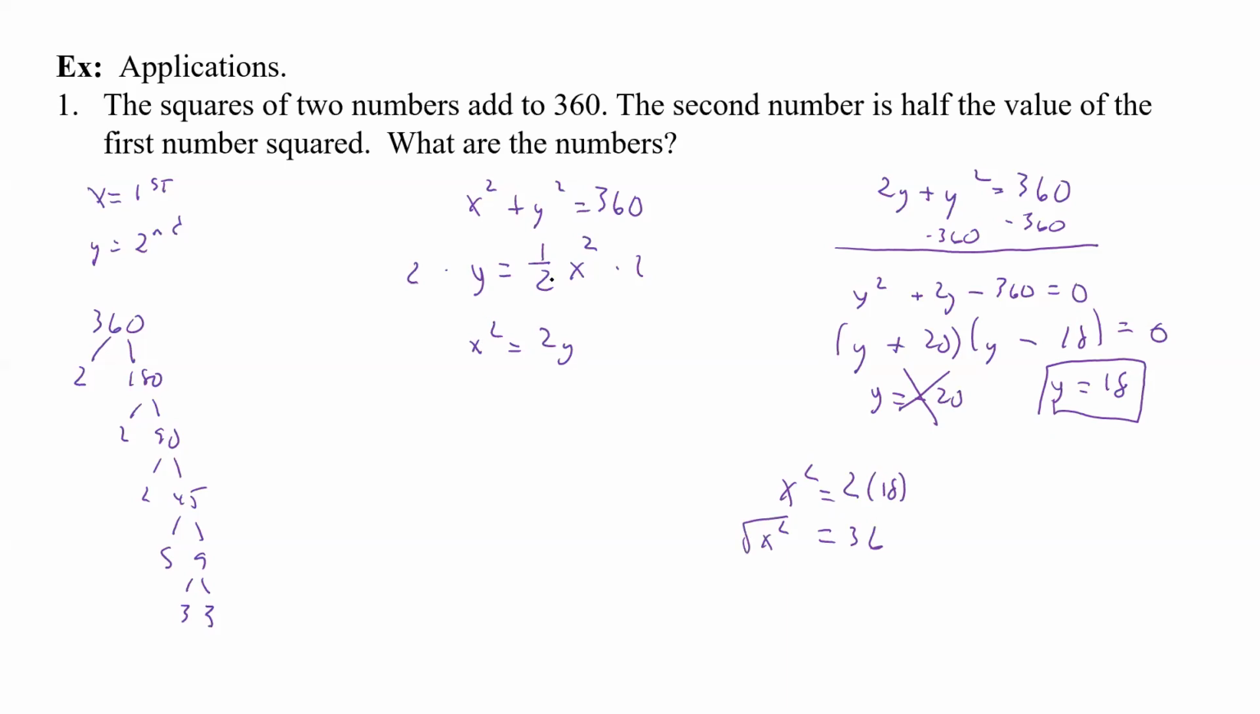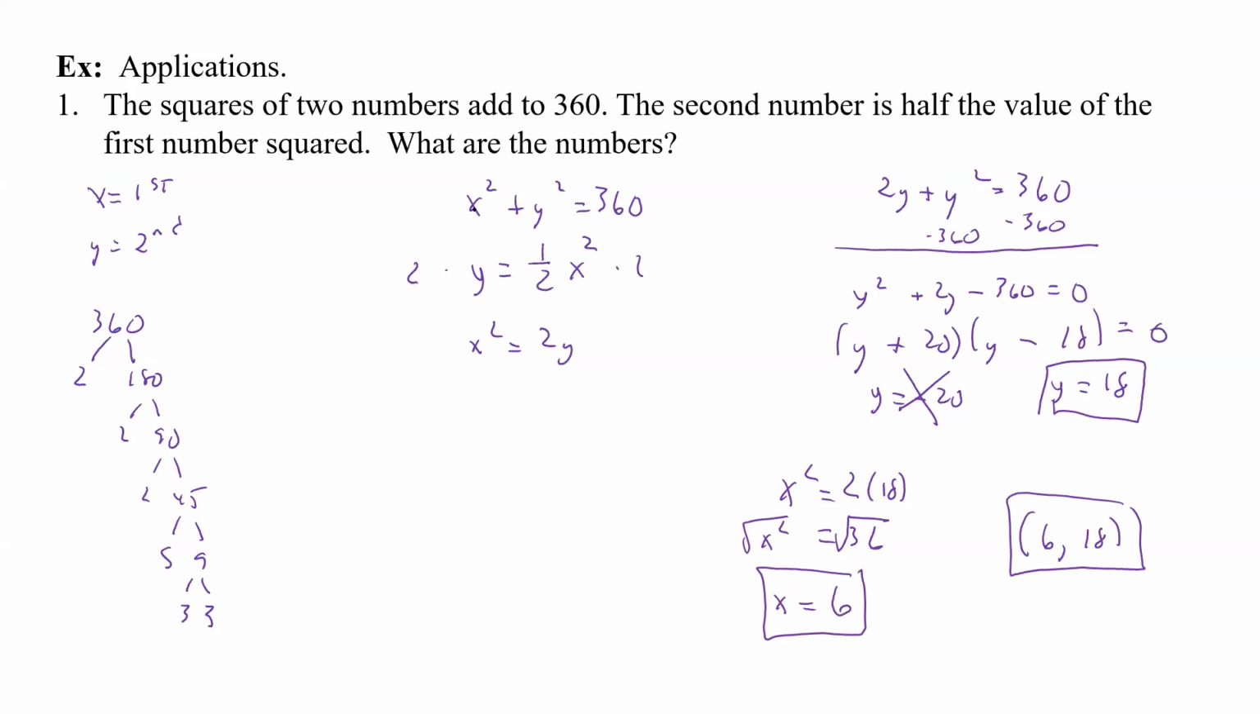Now, again, we can only have the positive here. We can't have a negative. And so that's just going to be x is equal to 6. So those are my two numbers: 6, 18, if I write it as an ordered pair, or just x equals 6, y equals 18. Now let's check.